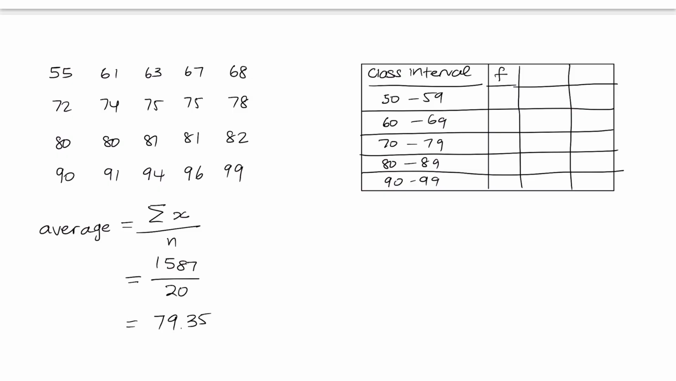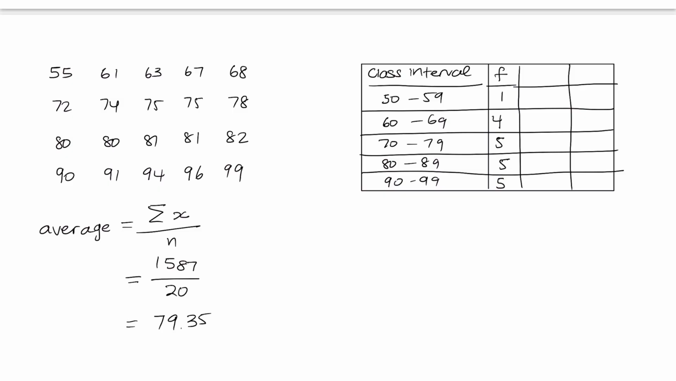The column F means frequency. So in other words, how many data points were there in that specific interval? So 50 to 59, there was 1. 60 to 69, there was 4. 70 to 79, there's 5. 80 to 89, there's also 5. And 90 to 99, there's 5 as well. Now this is all we actually need to estimate an average.